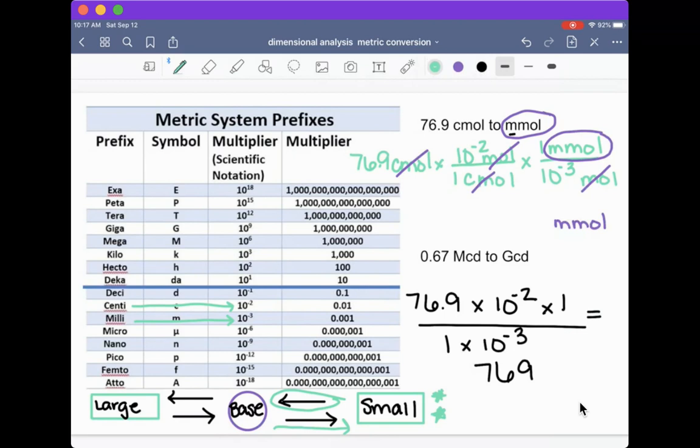So I'm going to put it over here. Remember, my final answer, the number of sig figs must match the number of sig figs given. So I have 3 sig figs given. I have 3 sig figs when I solved it the first time, so I don't need to put it in scientific notation to make it match because it's already there. So my final answer is 769. So it is 769 millimoles.